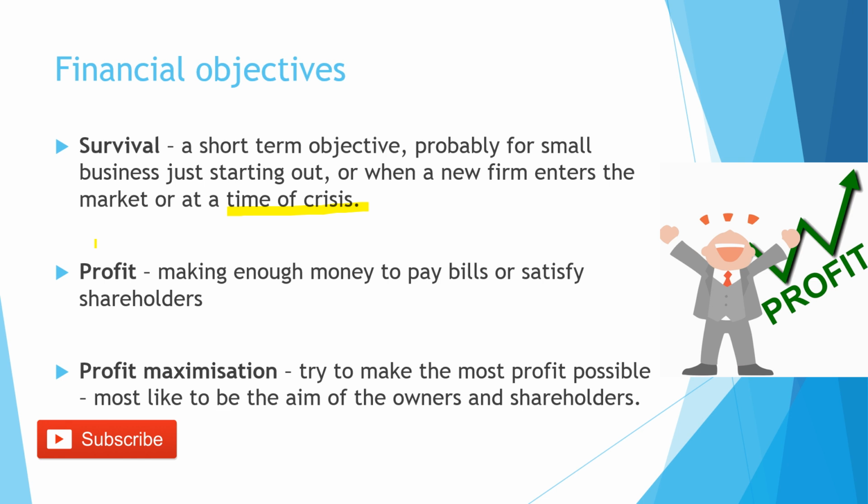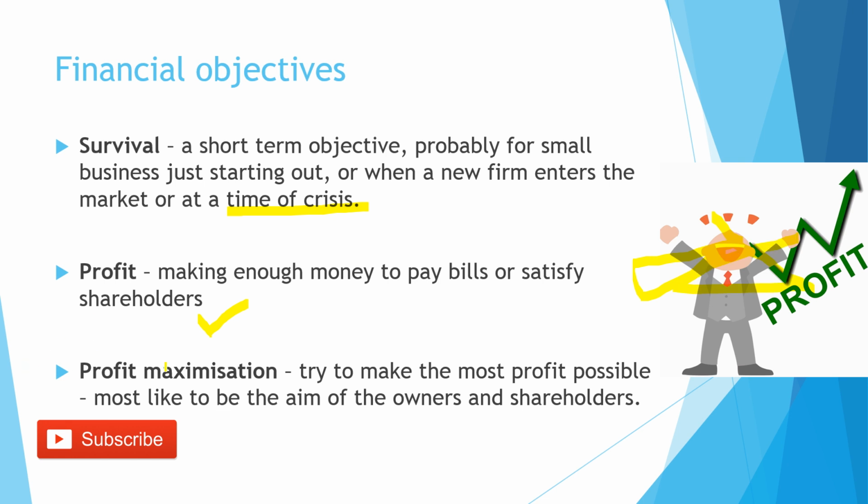Profit is another one, making enough money to pay bills or satisfy shareholders, because nobody is going to invest money in your business. These shareholders will not invest money in your business if you're not going to give them some money back. So these shareholders would want money. So you as a business will want to set objectives of making enough money so you can pay the bills. You could probably keep some for yourself and pay some to the shareholders, and then keep them happy.